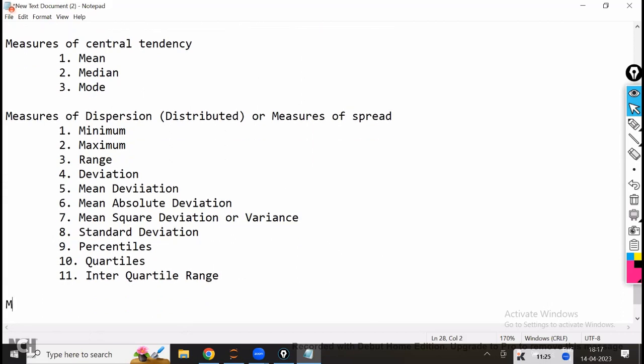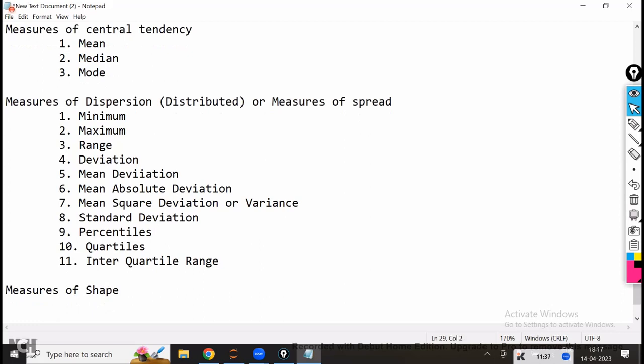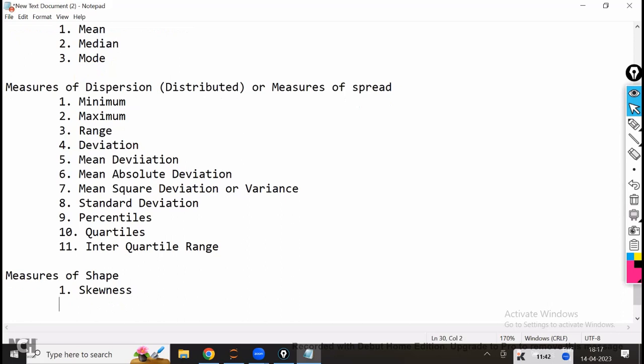Now, next one is called measures of shape. So you are going to see the measures of shape. Now, what does this measures of shape tell? Within that, one is skewness, and two is kurtosis. Skewness tells us whether the data is normally distributed or not, whether it is left skewed or right skewed, or whether it is normally distributed. So that is shape.